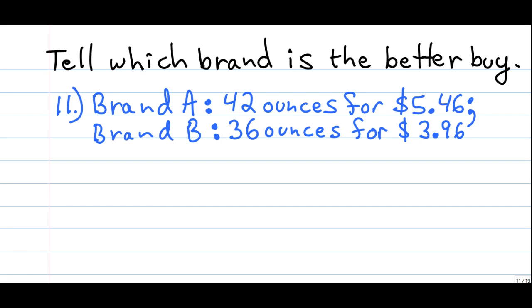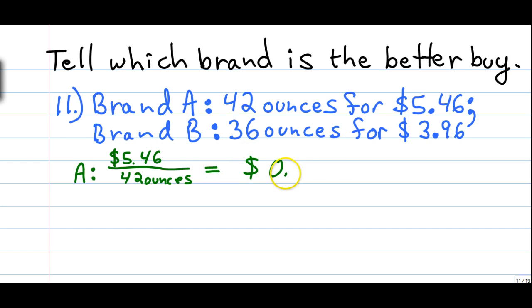Brand A has 42 ounces for $5.46. So to find out how much per ounce you're going to pay for brand A, we will set it up into fraction form: $5.46 divided by 42 ounces. When we divide $5.46 by 42 ounces, it results in 13 cents per ounce.